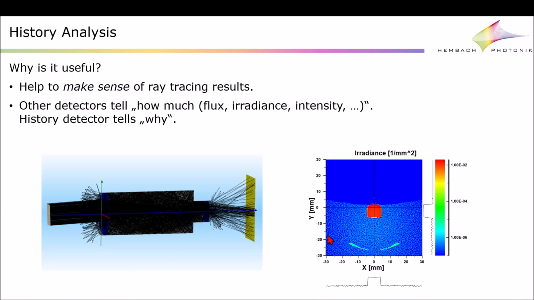The data from the irradiance detector tells us that these ghosts exist, what shape they have, and how strong they are. However, it does not help us to understand where these ghosts come from. And this is where path analysis comes into play. With the help of the history detector, we can, for example, study with what other surfaces the rays have interacted, which then contribute to the ghost at the bottom part of the irradiance distribution.